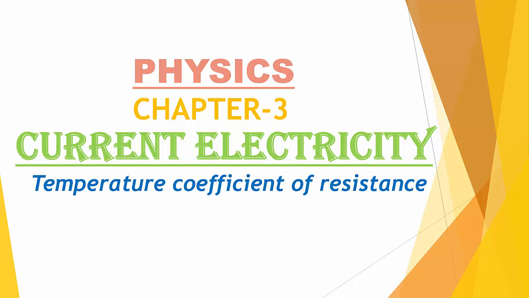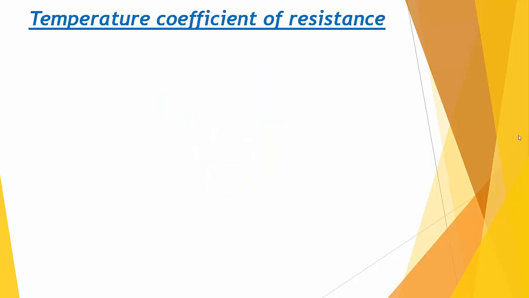So this is the graphical representation of resistivity of metals, semiconductors and some other alloys that we have studied in the previous video lecture. Today we are going to learn about the temperature coefficient of resistance. That means how to represent mathematically the temperature coefficient of resistance. Temperature coefficient of resistance is denoted by alpha.